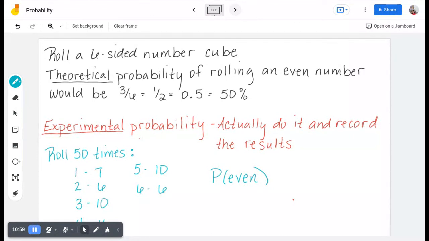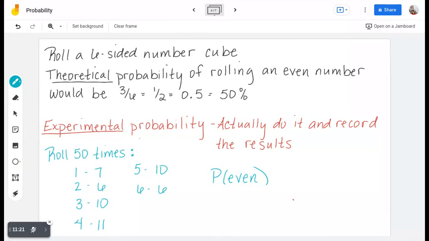So let's pretend like I rolled a die 50 times. And out of those 50 times, I rolled a 1 7 times. I rolled a 2 6 times. 3 I got 10 times. 4 I got 11 times. 5 I got 10 times. And 6 I got 6 times.